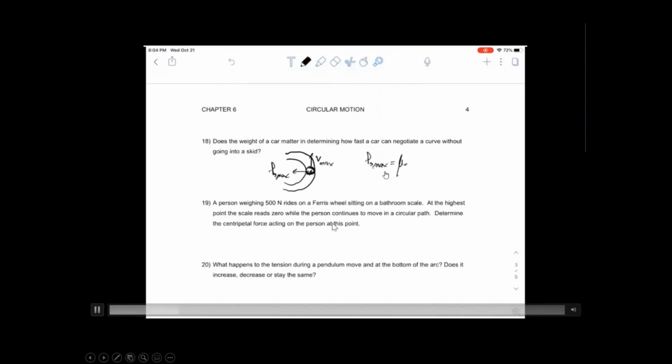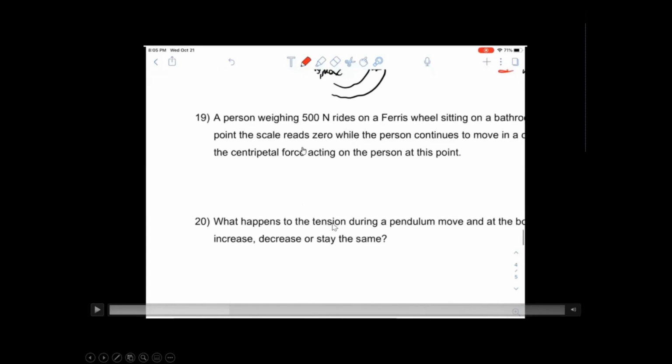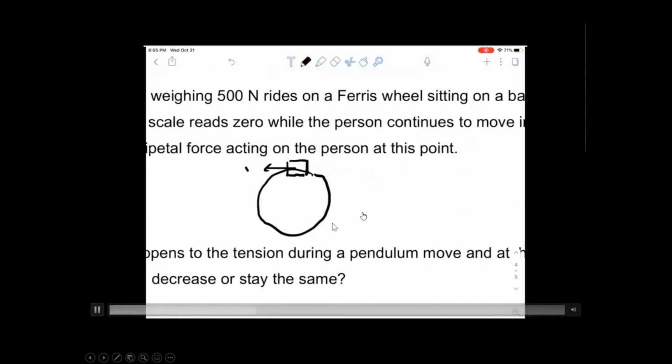All right, so the weight of the vehicle is not going to matter in terms of how fast you can negotiate a curve because static frictional force depends on the weight. All right, so the heavier something is, the larger the frictional force is. So which means that the maximum speed at which you can negotiate a curve does not depend on the weight. It's not going to change.